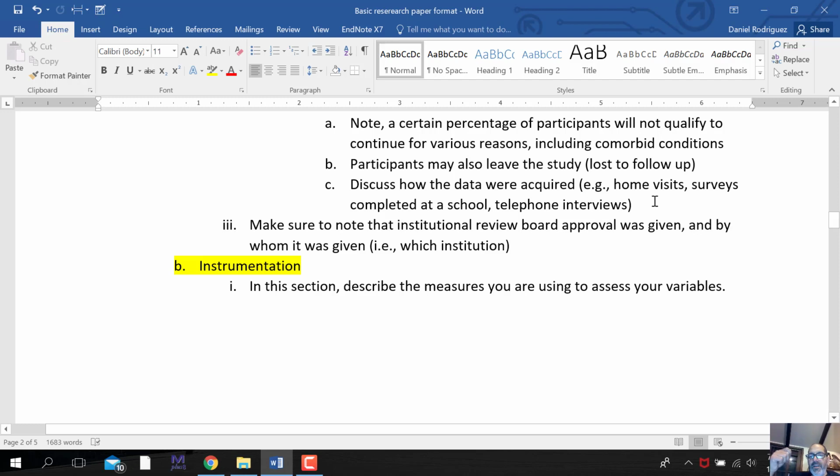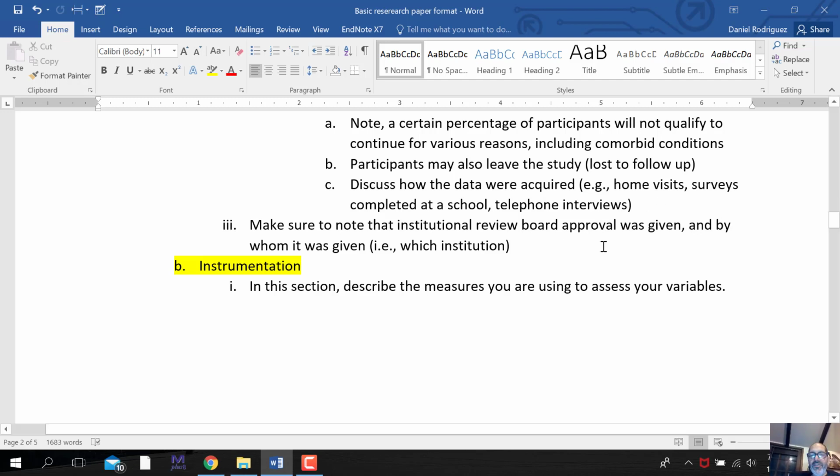Sometimes people will acquire the data through home visits using some kind of software on a laptop or a tablet, or the survey is completed at school. Just give information so that people understand how the data were collected. By the way, the reason we do this is because we want other researchers to replicate our findings. We want the peer reviewers to verify that we did things correctly, but we also want others to replicate the findings. The more replication we have, the better.